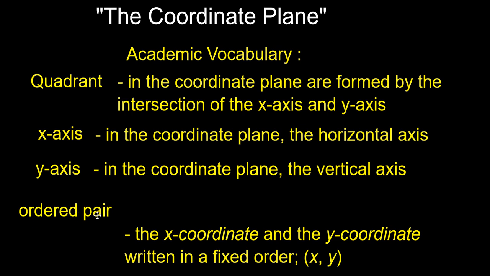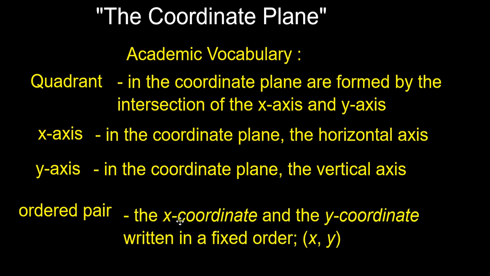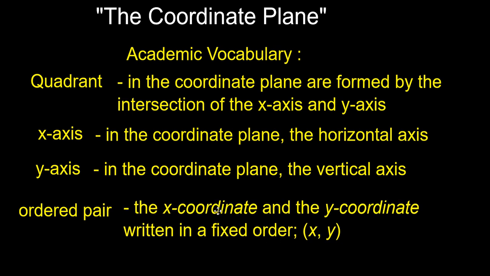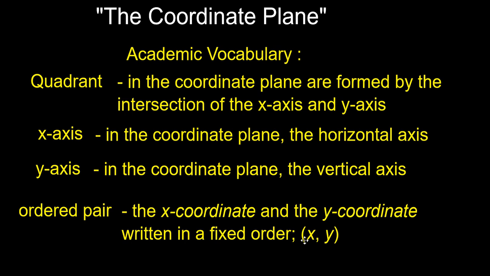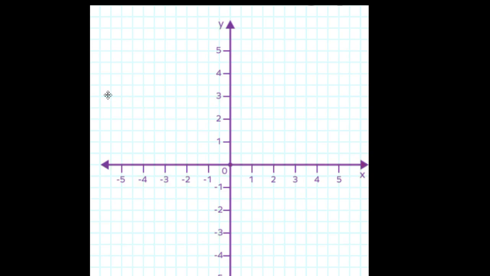And we have ordered pair. In the coordinate plane, the x-coordinate and the y-coordinate written in a fixed order is what an ordered pair is. And it is written as x comma y. All right, let's move on and get some examples of these different terms that we have.